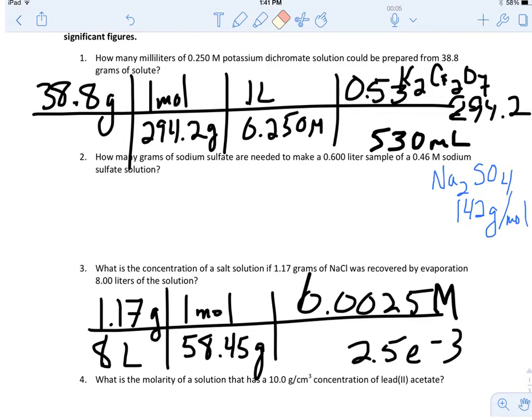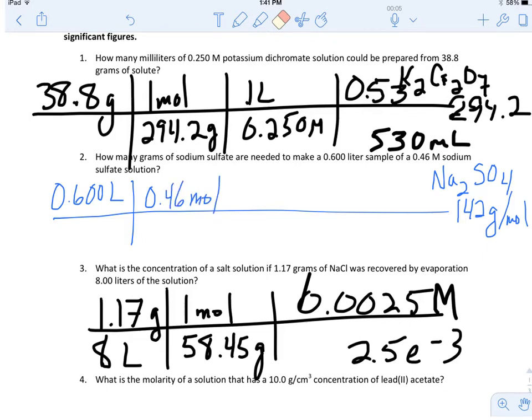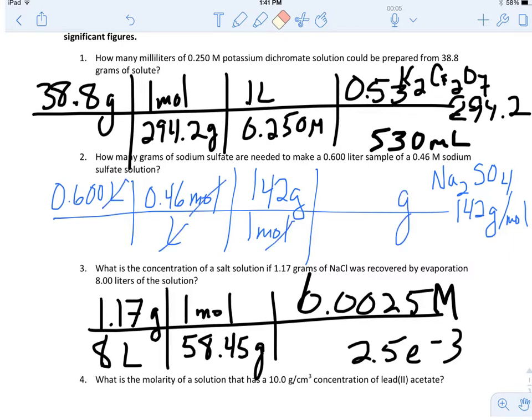And so basically we're going to start with our volume, 0.600 liters. We're then going to convert to moles by using the molarity of 0.46 moles per liter. And then to solve for grams, we're going to say that 1 mole is 142 grams. Then liters cancel liters, moles cancel moles, and our answer is in grams. And if you do that properly, you're going to get an answer of 39.2 grams.